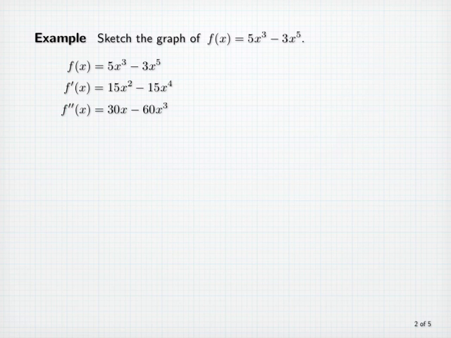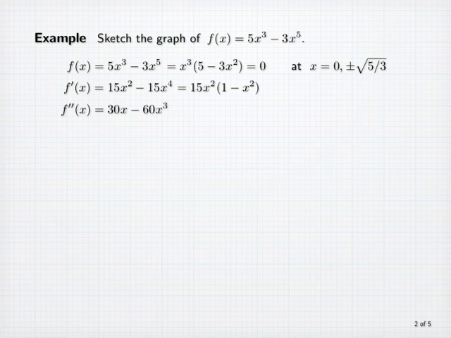Now let's go back to the function and factor and look at where the function is equal to 0. That will tell us the x-intercepts. f of x is equal to x cubed times 5 minus 3x squared, and therefore it's equal to 0 at x equal to 0, as well as at plus and minus the square root of 5/3.